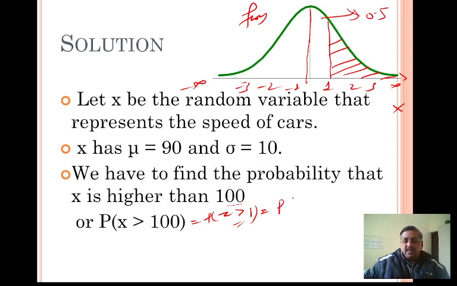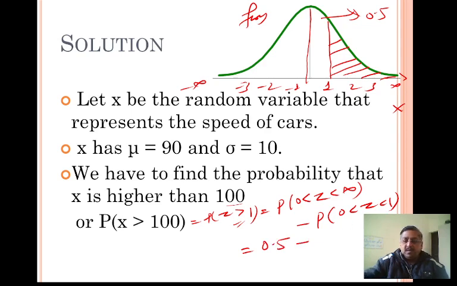Then can we write like this? The probability of z from 0 to infinity minus the probability of z from 0 to 1, right? If you do it like this, you will get this one. This is 0.5, and this value we need to calculate from the normal distribution table.